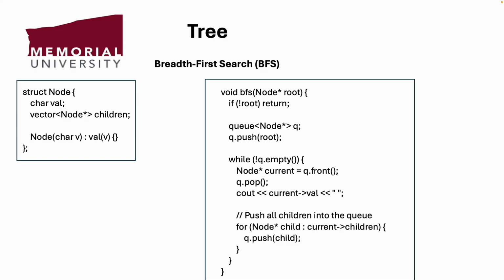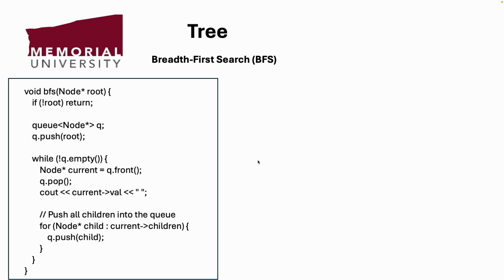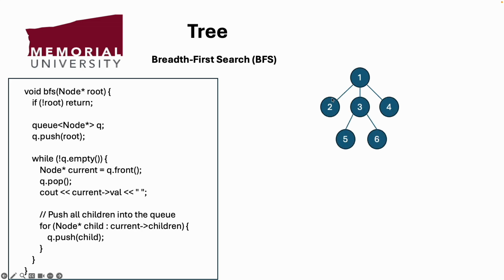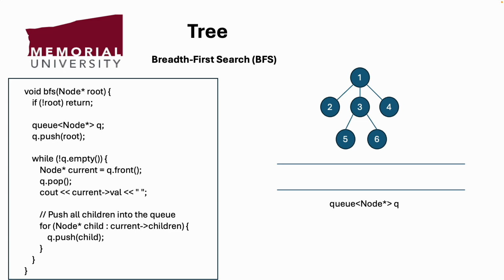Okay, let's look at more details regarding this logic. We have this tree, the same tree. We declare a queue. What do we do here? The first step, we're going to put node 1 into the queue, right? Node 1 is put into the queue.